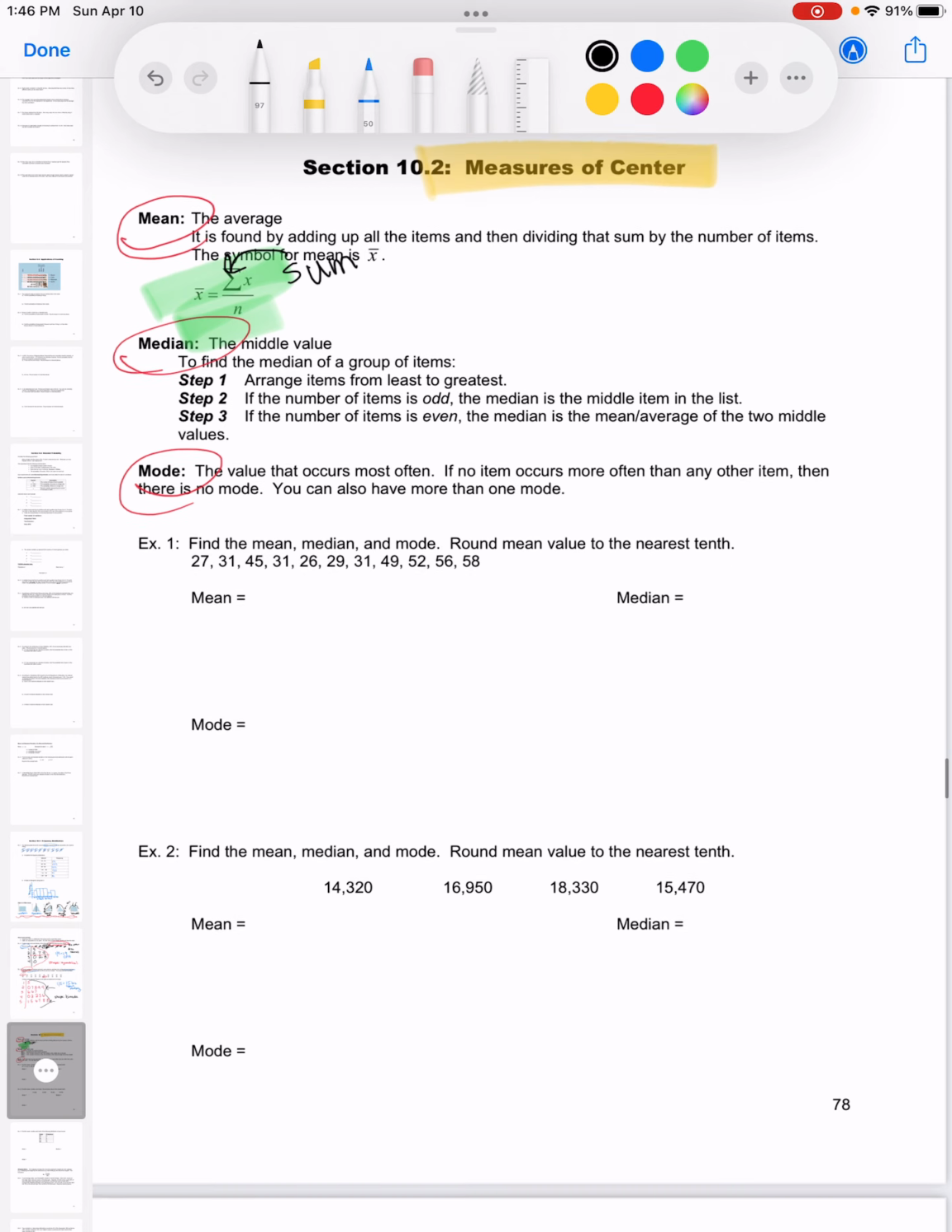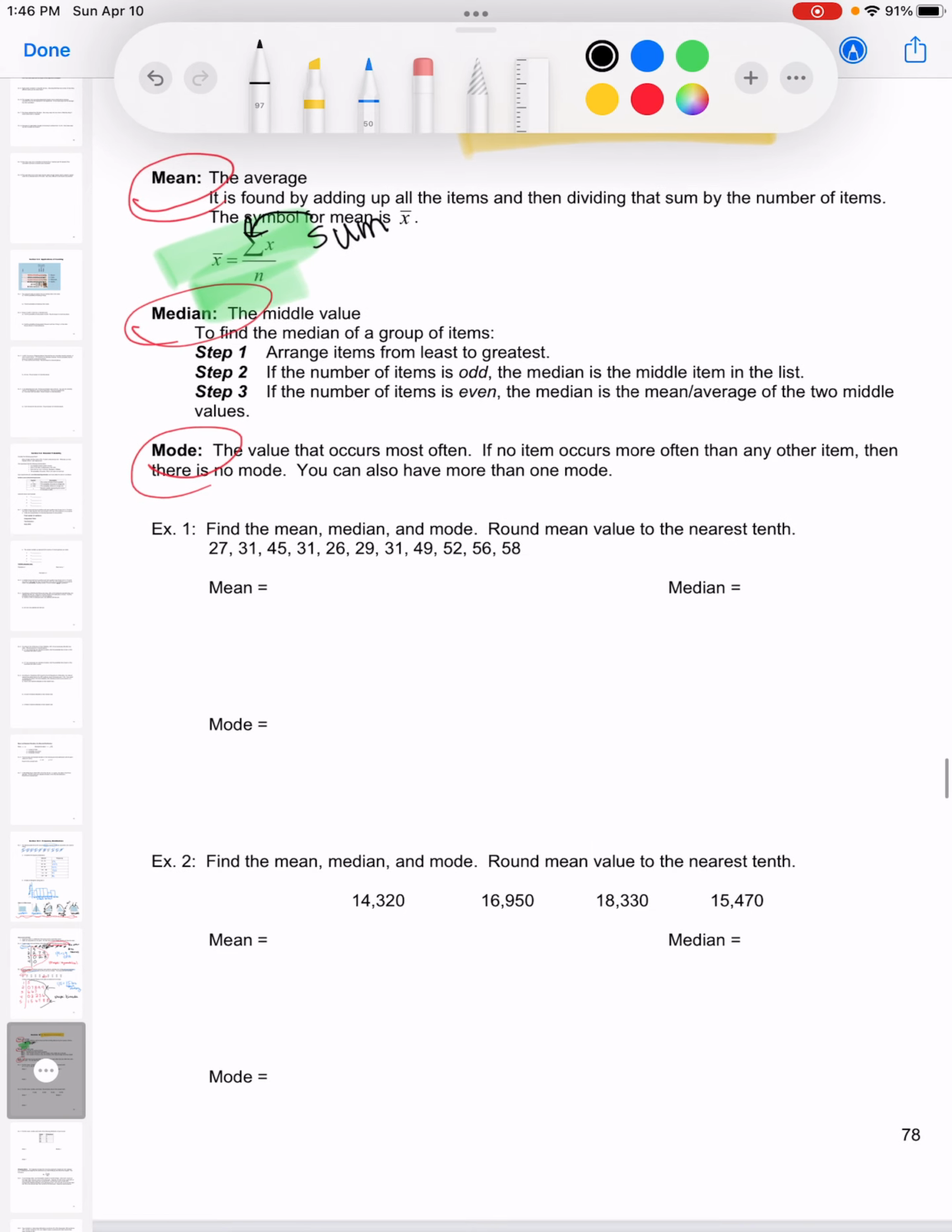All right, so let's look at some examples here. In example 1, we've got this set of numbers, and we are going to find the mean. We're going to add them all up. For partial credit, it is nice for you to show me some work for all these. So I'm going to add those all up, and I'm going to divide by 1, 2, 3, 4, 5, 6, 7, 8, 9, 10, 11. So I'm going to divide by 11.